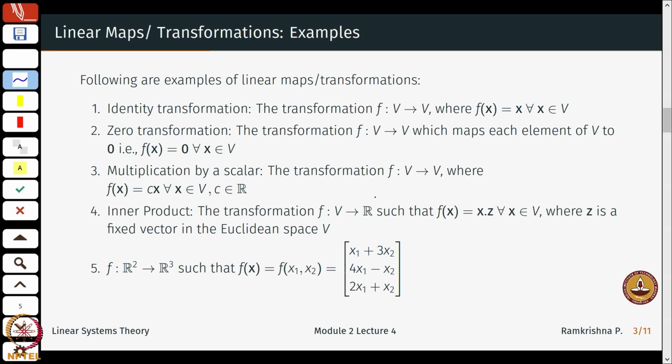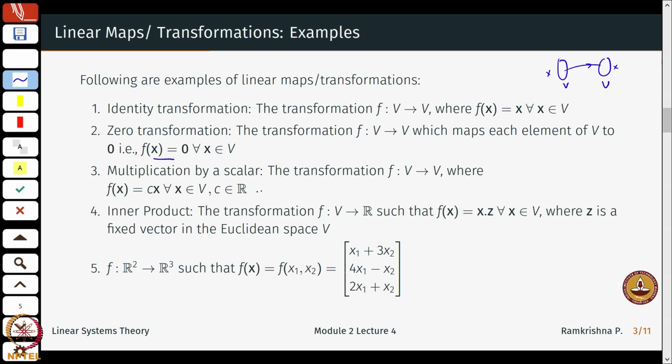So what are a few basic examples? One is the identity map, where I just start from x. So I have both my domain and codomain as V. I start from x and then I come back to x, like the identity map, and it's really trivial to check the properties of superposition. Second is a zero transformation, where f of x maps to 0. Multiplication by a scalar is also an easy thing to check.